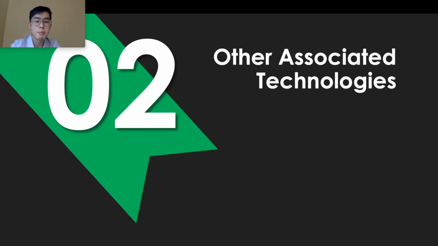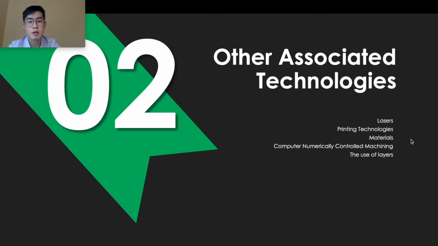Aside from the computer technology, there are a number of other technologies that have developed along with AM that are worthy of note. So the second part is about them, since they also have served to contribute to further improvement of AM systems. They are lasers, printing technologies, materials, computer numerical controlled machining, and the use of lasers. Well, the last one is more like a principle of AM instead of technology, but I included it here as well.